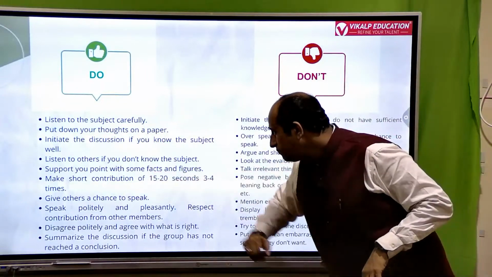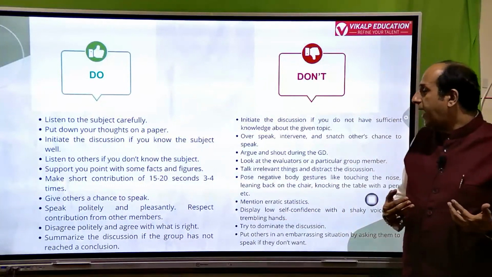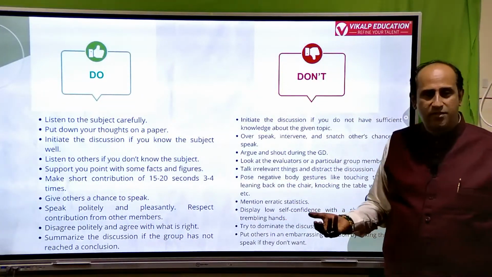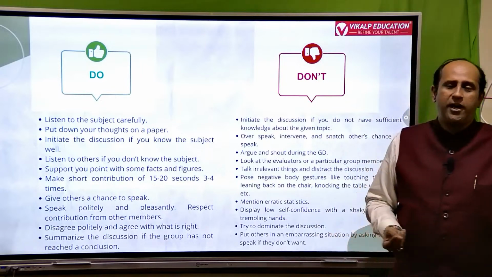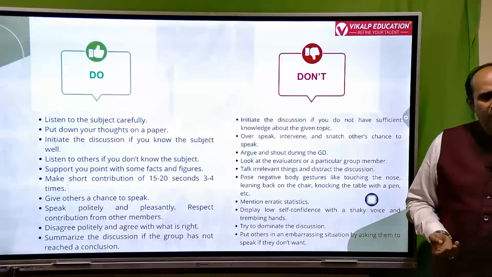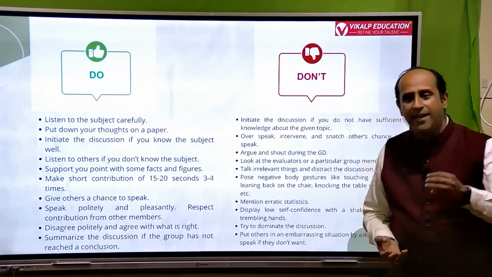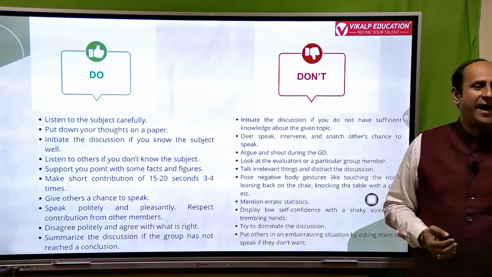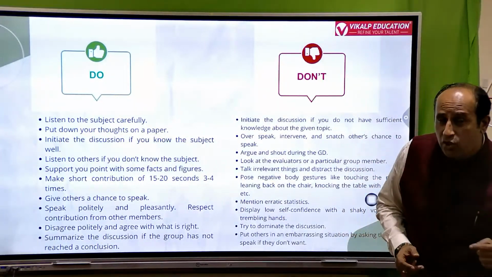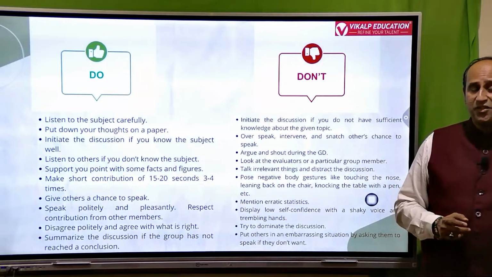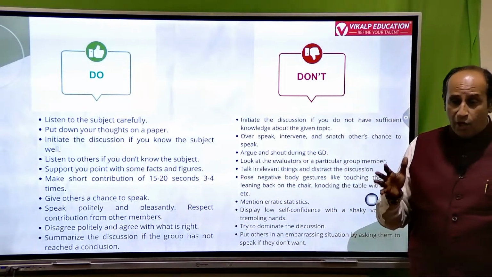Make short contributions, maybe 3-4 times. So typically if the GD is for 20 minutes and if there are 10 members, on an average you get 2 minutes to speak. You need not speak for 2 minutes continuously. You have to speak and come back, and make the right impact. But whenever you speak, make sure you are heard that time. That's very important. So that is what I mean by a good entry.